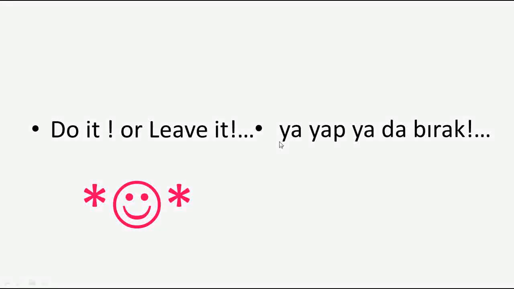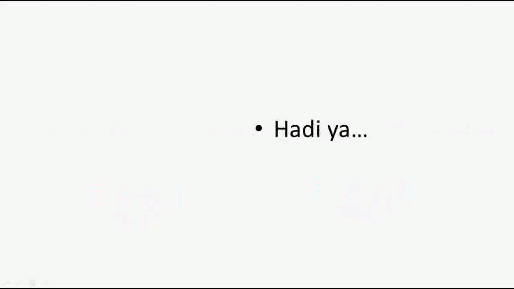Well, Yasin, what's this first ya at the beginning of the example? Well, it's the same structure as in English, the either-or structure. In that case I put here ya. Ya yap, either do, and ya da bırak, or leave it. I hope this little information also helps you to understand how it works.